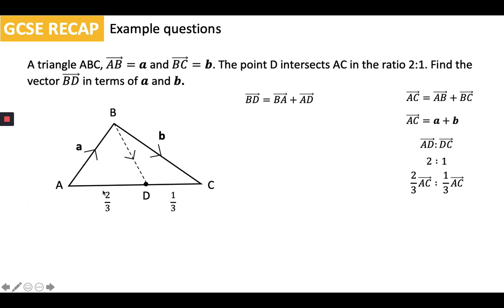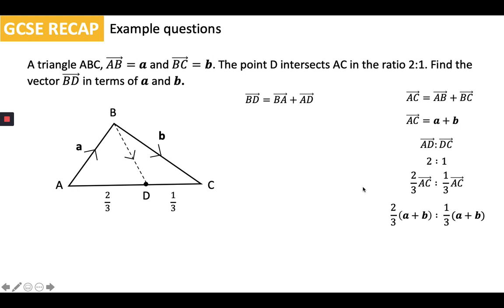And I can put that on my diagram straight away if that's useful. You can see 2/3 to 1/3, if that's useful for you. But that means that AD is 2/3 of AC and DC is 1/3 of AC. Now I've got all the information I need to plug into this expression.